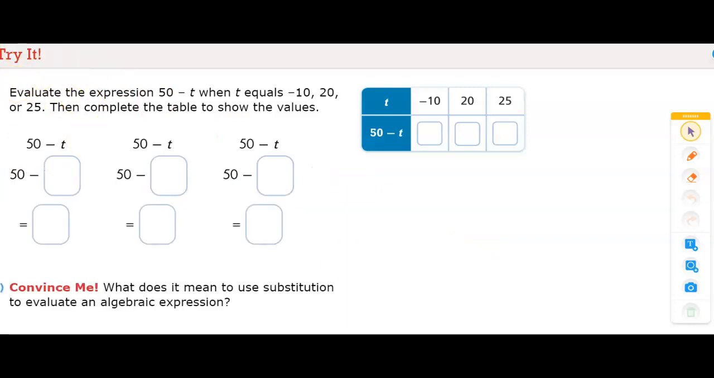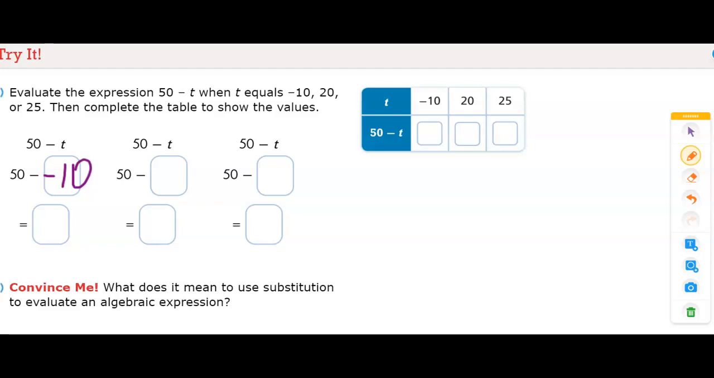Evaluate the expression 50 minus t when t equals -10, 20, or 25. Then complete the table to show the values. Now we have t in our table here. They show all the different values of t. So we're going to use each one to find the total value. So we have -10. So we're going to put -10. And so 50 minus -10.